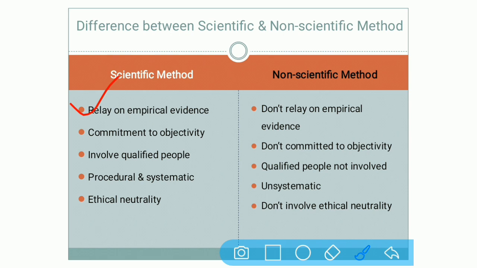Rely on empirical evidence. If we talk about the scientific method, then the scientific method is fully based on evidence. How is it based on evidence? As we have discussed in the last videos, whatever work you are doing, you have to collect proofs for that. If you are doing a survey of 100 people, then you cannot directly ask questions and record them. What do you have to do over there?